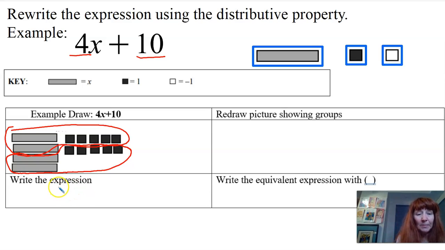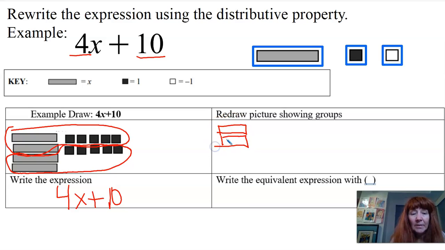Okay, so I'm going to write the expression 4x plus 10. I'm going to redraw the picture from the groups. So now this does take a little bit of drawing. So I've got my 2 x's together and then I've got 5 ones. So maybe this time I'm going to do the ones vertically. Okay, so I have 1, 2, 3, 4, 5. There's 2x plus 5. I'm going to go ahead and circle those together.